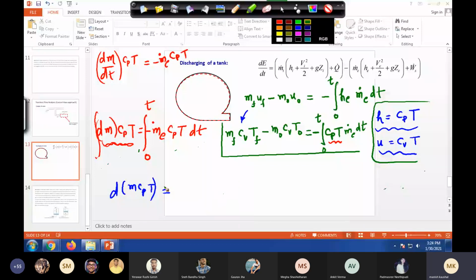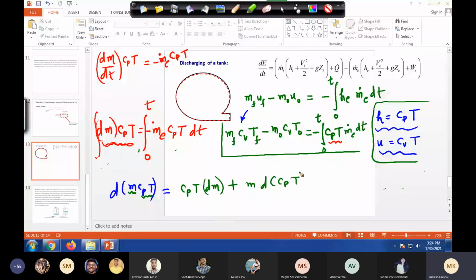What we can do, Sunay, is that we can always write it this way. Let's say if you take this in two parts, the differential, what can we write? CpT dm, right? That is what we want here. Plus this will be m d of CpT, right? That's fine. We know the master equation. Ultimately, we are struggling with math. That's fine. Let's see. Okay, so if I take the integral of this, I can write.